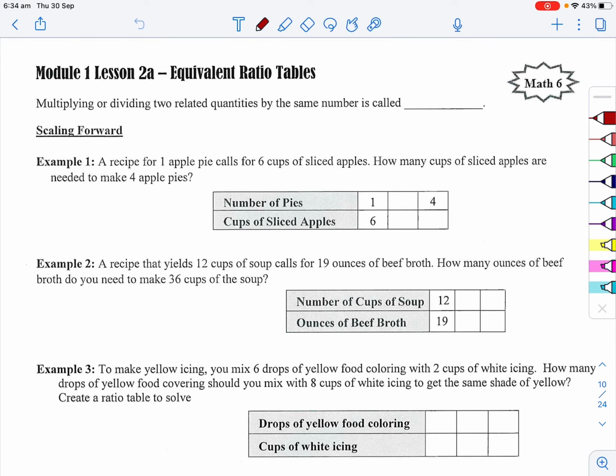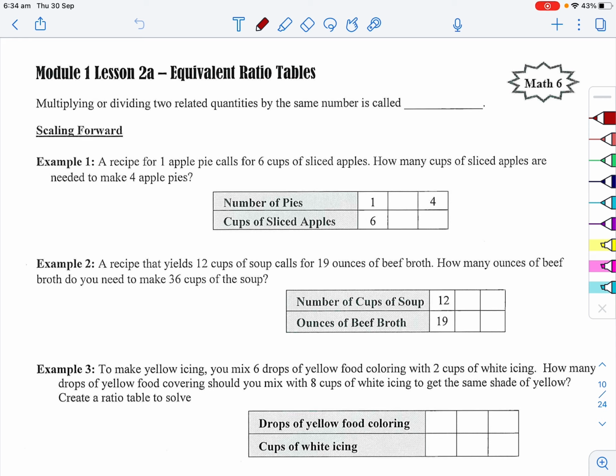Hey everyone, today we are going to talk about using equivalent ratio tables to help us solve problems. So we've been working with simplifying fractions, using our multiplication chart, finding the greatest common factor. And now we're actually going to apply all of those things to use equivalent ratio tables. So we are going to talk about scaling forward and scaling backwards today.